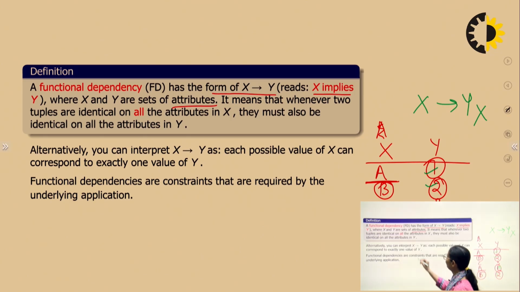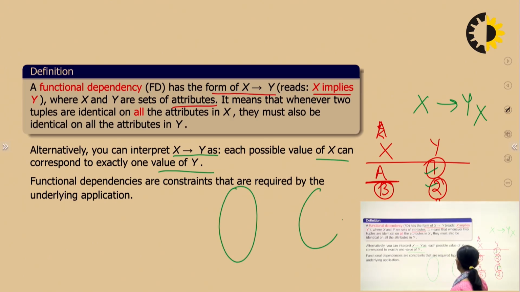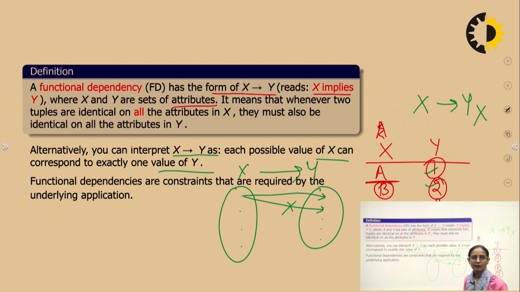Alternatively, we can interpret that if X implies Y, then each possible value of X can correspond to exactly one value of Y. That is, if X and Y attributes are represented with some finite set, and if I am having this value corresponding to this, then this value is never corresponding to another if X implies Y. So functional dependencies are generally the constraints that are required by the underlying application, and that is why we need functional dependencies in our schema.